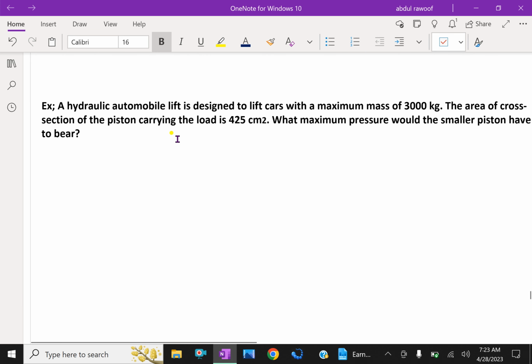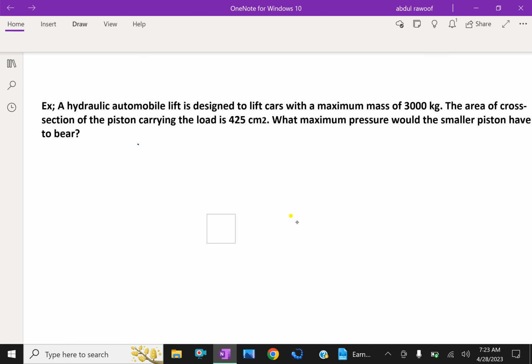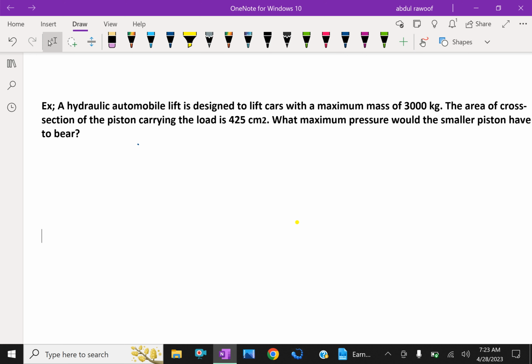A hydraulic automobile lift is designed to lift cars with a maximum mass of 3000 kg. The area of cross section of the piston carrying a load is 425 centimeters square. What maximum pressure would the smaller piston have to bear? Here, pressure is the same in both columns. P1 equals P2.